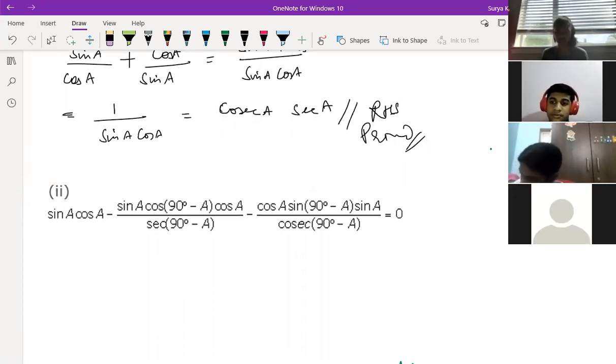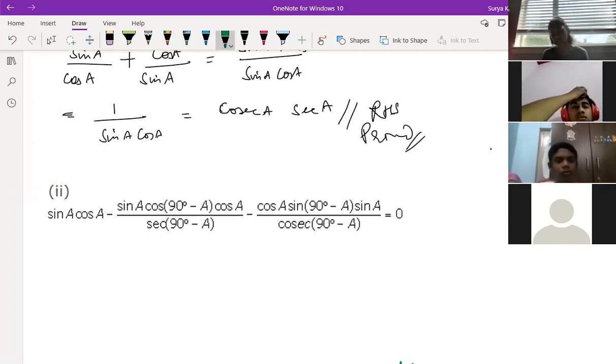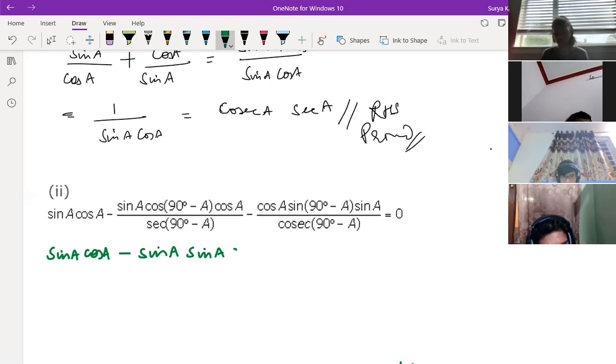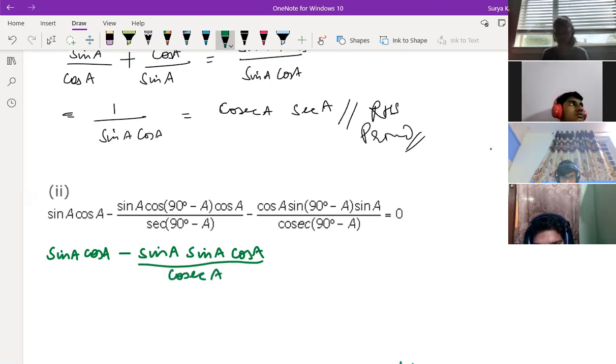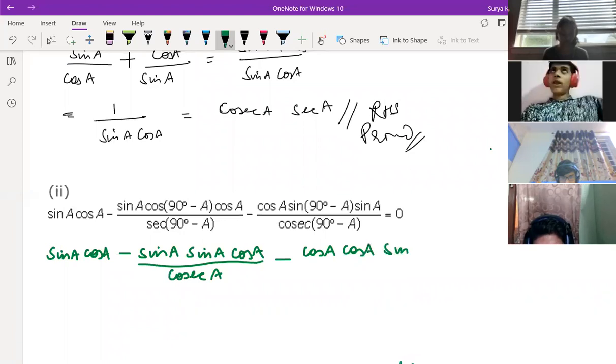First, what do I need to do? Tell me, others, what should I do here. Sine A cos A, I'm writing as it is. Again, minus also comes. Minus sine A cos 90 minus theta is equal to sine A. Very good. Sine A. Then cos A as it is we are writing. Then divide by what should I write? Cosec A, sir. Very good. Then minus cos A. Then sine A divided by sec A.